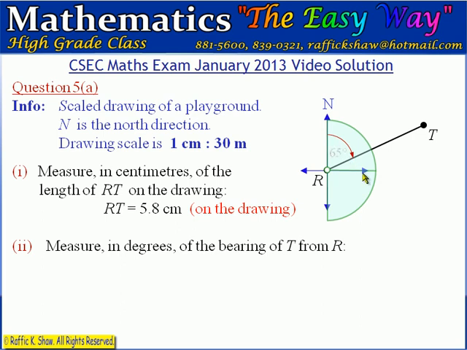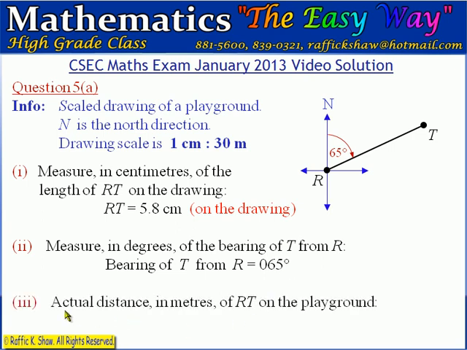Based on my measurement, I am getting an angle of 65 degrees, and therefore the bearing of T from R is 065 degrees. You place a 0 in front here because bearings must be expressed with 3 digits. Hence we put the 0 in front of the 65. In any case, the bearing angle is 65 degrees, and this is how we write the bearing of T from R: 065 degrees.